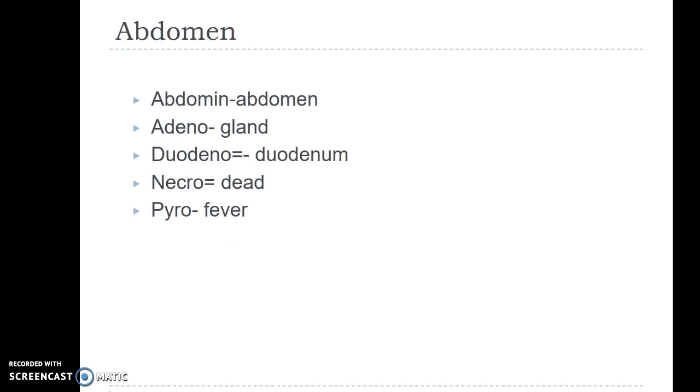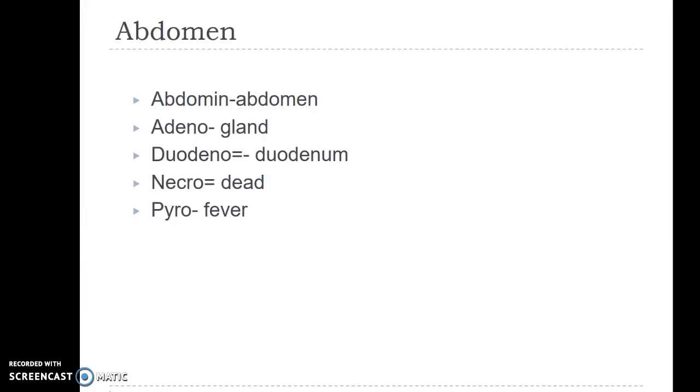Abdomen, same thing. Adeno is glands, so adenocarcinoma is a cancer that's in a gland. Duodeno is the duodenum, so I'm going to have to think on that one. Necro is dead, so necrotizing fasciitis is a disorder where the tissue dies. Pyro, fever. Oh, that's it. Those are your root words.